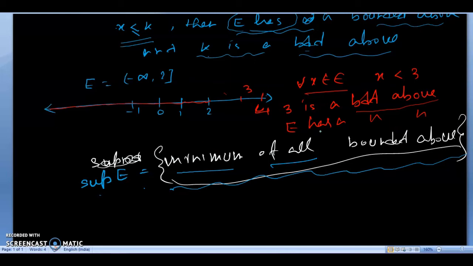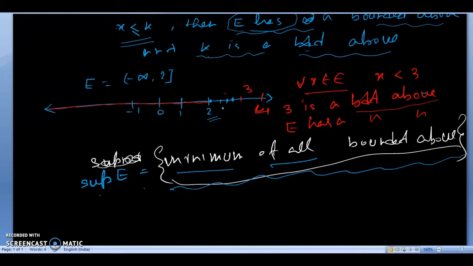Let's try to understand with this example. In this example there are an infinite number of bounds above. This number is a bound above, this number is a bound above, 3 is, there are so many. Now if you go closer, you take the minimum, and you can see the number 2. 2 is the minimum of all the bounds above. Now the question is, is 2 a bound above? The answer is yes.